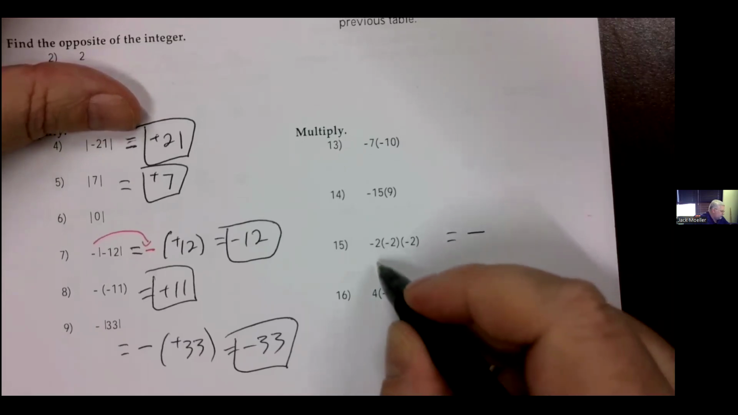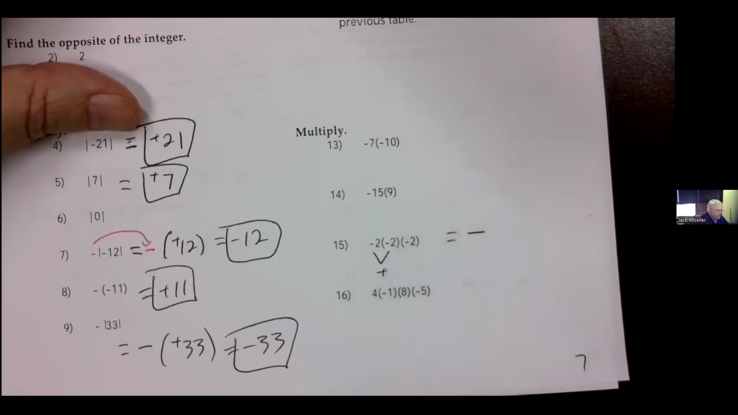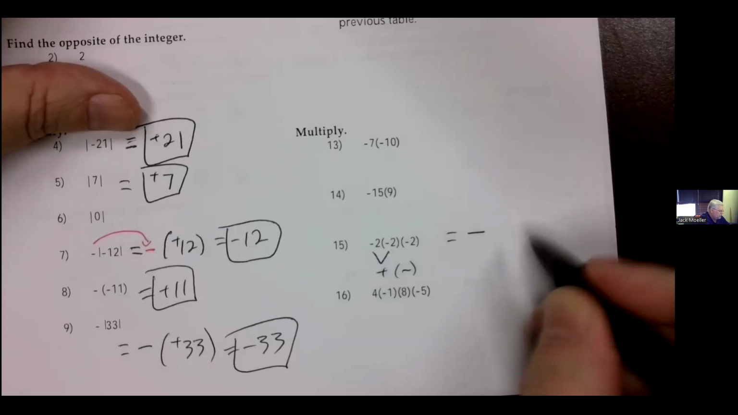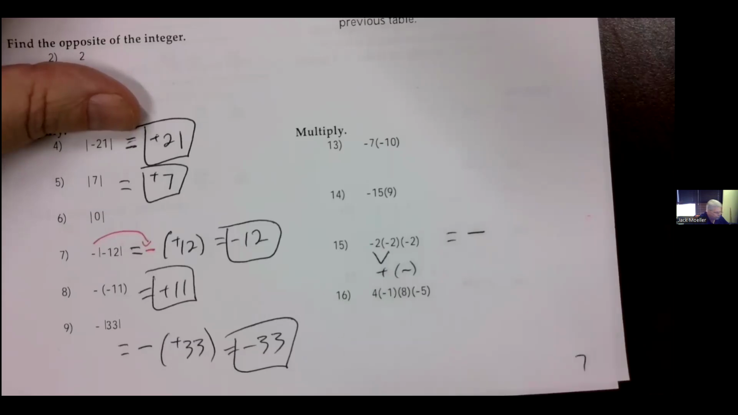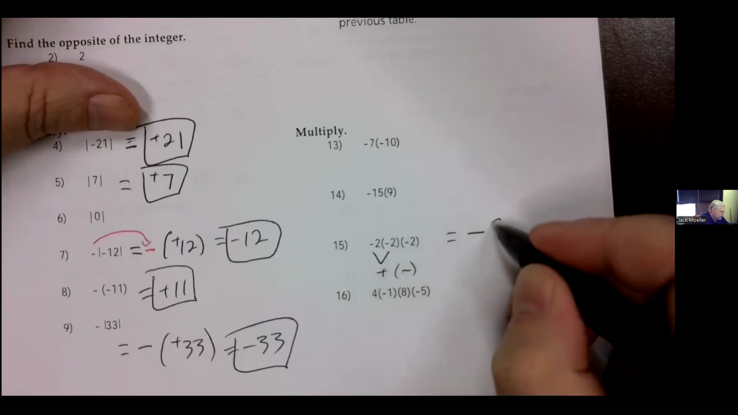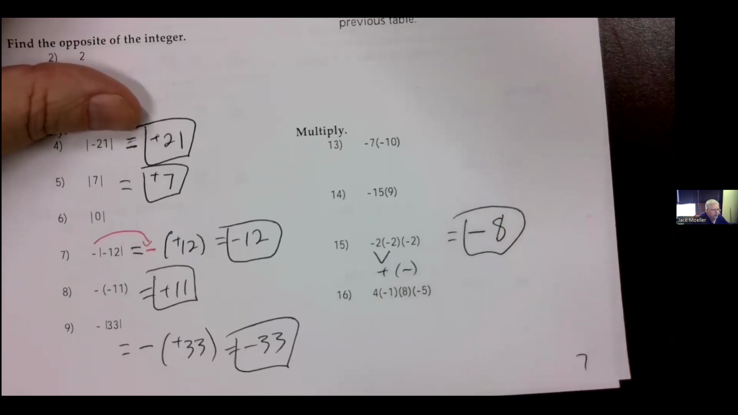And the reason is that the first 2 will pair up to be a positive, and then you have 1 negative left, so your answer is going to be negative. And then 2 times 2 is 4, times 2 is 8. So our answer is -8.